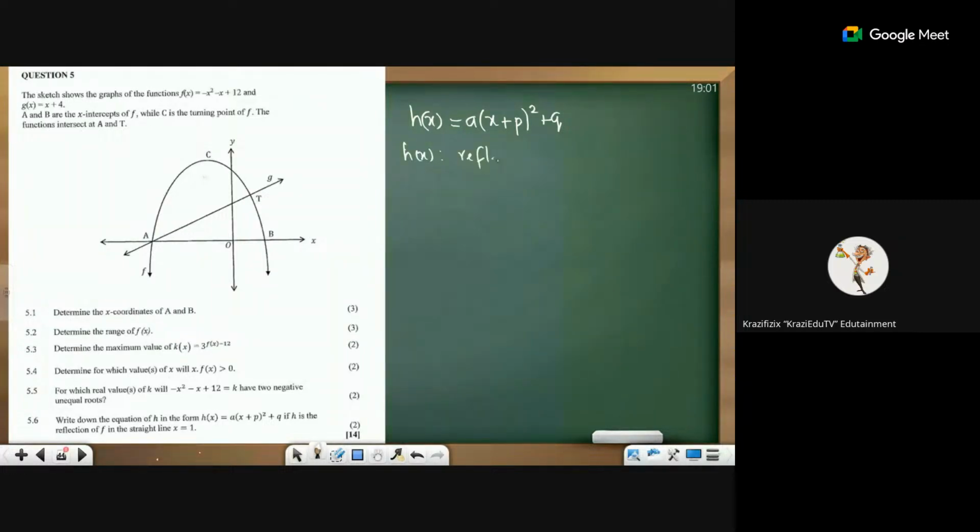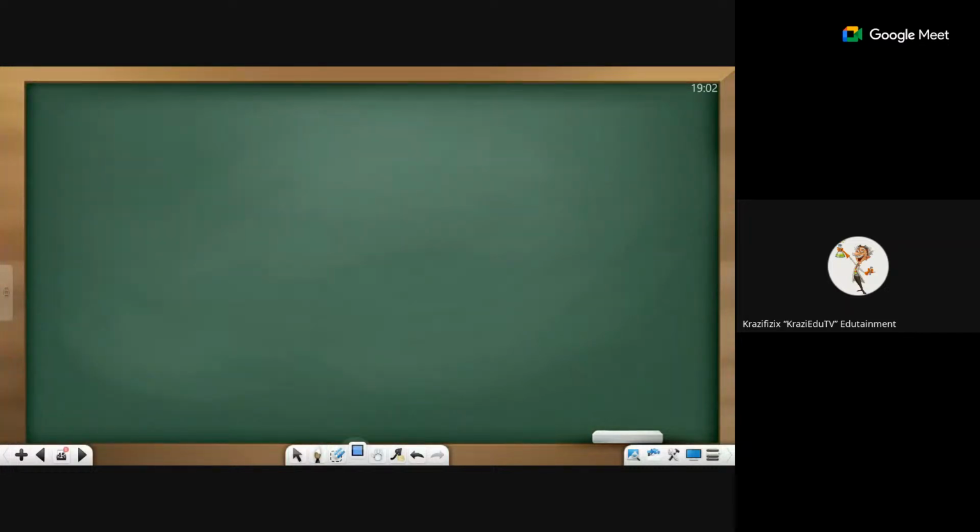Reflection, I'm going to quickly show you a few things. Of f in the line. There are 5 types of reflection that I need to take you through quickly. Let me do that in 5 minutes or less. Then we can answer this question. In case you've never learned about this, this is your chance to learn about reflection.